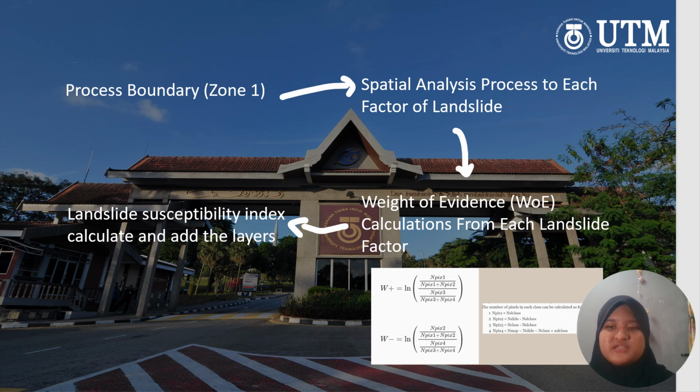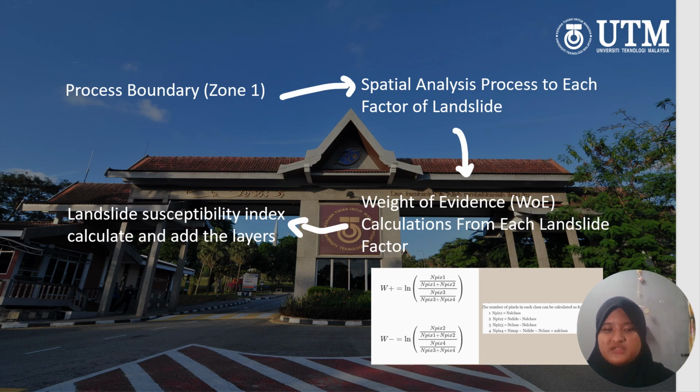Next, making a spatial analysis process for each factor of landslide. Firstly, geomorphological, geological, hydrotopography, and anthropogenic. And thirdly, by including the weight of evidence, WOE, for calculation of each landslide factor that I just mentioned. You can see there's a formula, and from right to left, the right indicates the meaning of the formula included on the left.